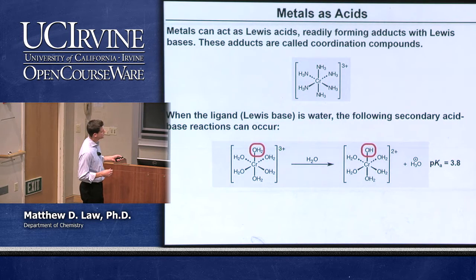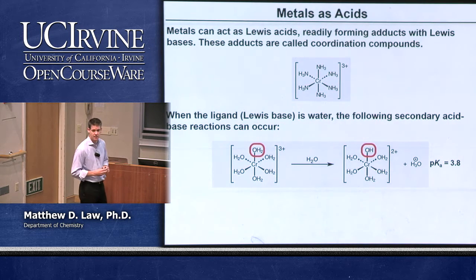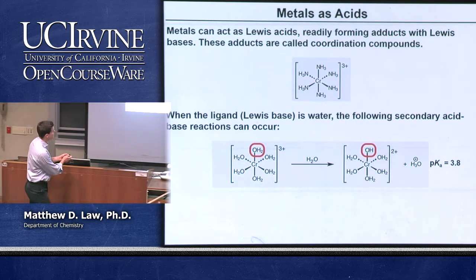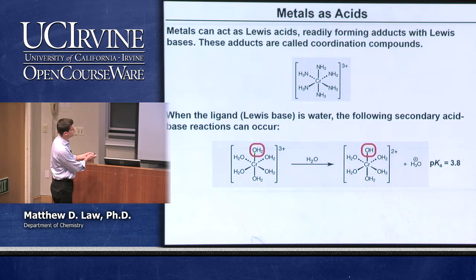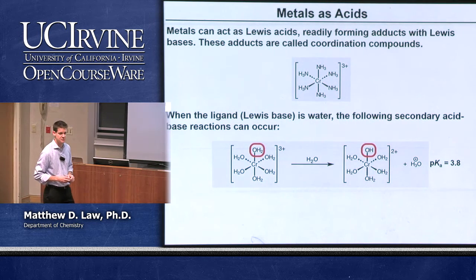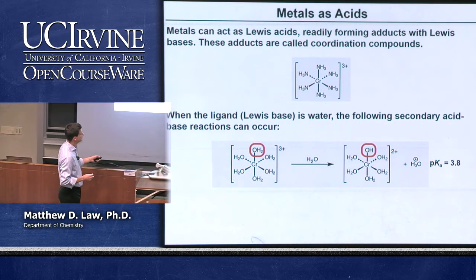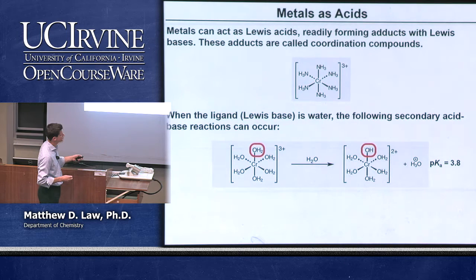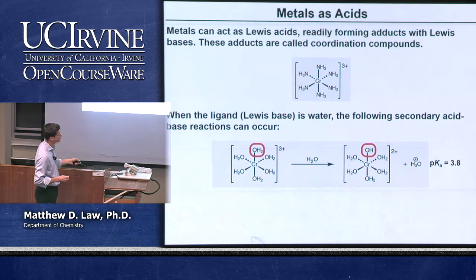It has a 3+ charge on it, and because the chromium is fairly small and highly positively charged, the hydrogens on some of the waters associated with chromium are going to be acidic. The protons on these waters can pop off, and we can get a hydroxide or hydroxo group generated on the chromium, and we can protonate water.